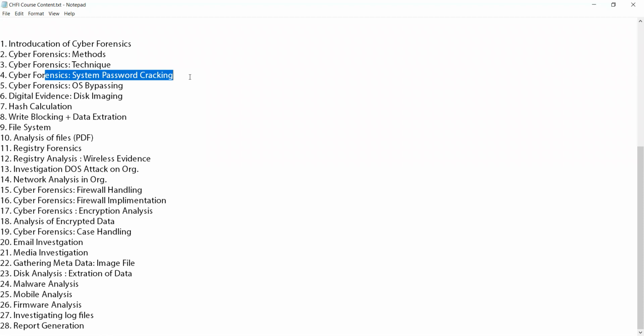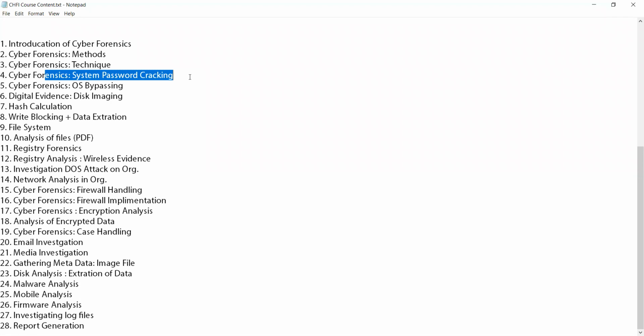I am going to tell you the different types of password cracking procedures on the basis of Linux distributions, Windows distributions, or different versions. These are all the things you have to cover in the part of cyber forensics as system password cracking procedures.